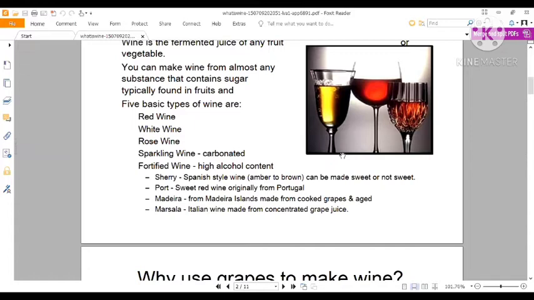Always remember this point: fortified wines have a very high alcoholic content. For example, Sherry, Port, Madeira, Marsala, Malaga. These are the fortified wines. Fortified means we fortify the wine by adding some extra alcohol to it. That is called fortified wine.